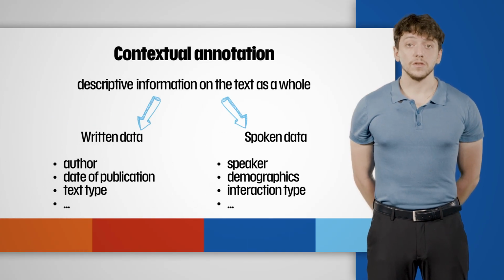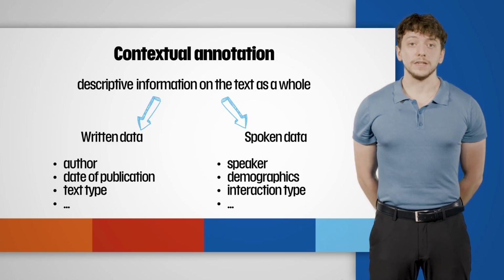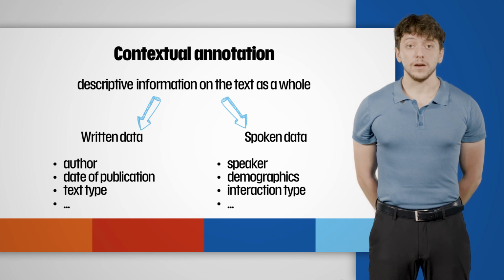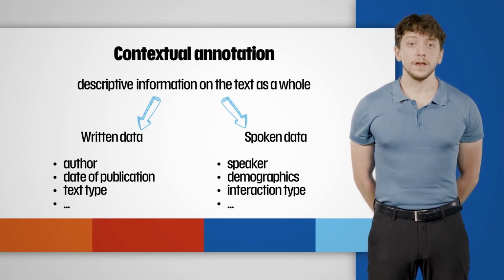Contextual annotation, also referred to as metadata, adds descriptive information about the text as a whole. In the case of written material, metadata may include the author's name and background information, date of publication, language, and text type. For spoken texts, metadata can identify the speakers and provide background information about them, such as age, gender, and education, and describe the setting and type of interaction.